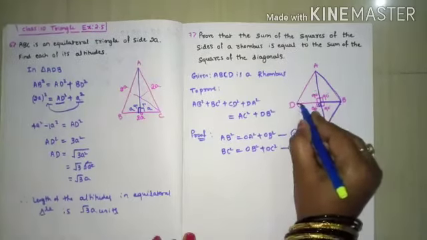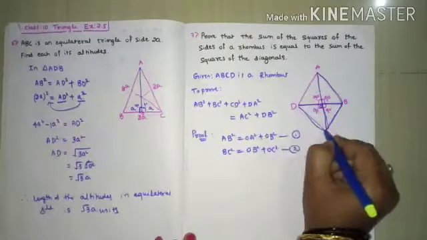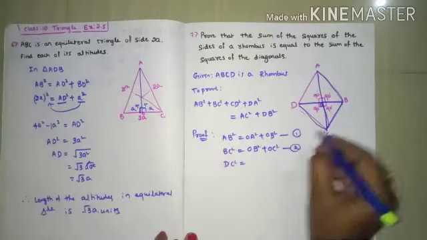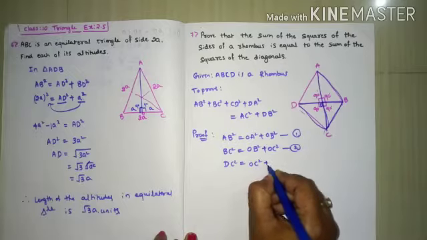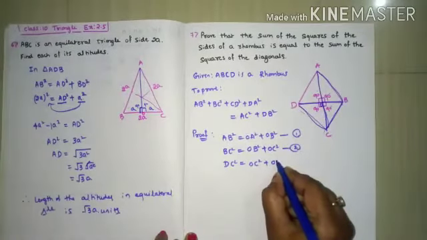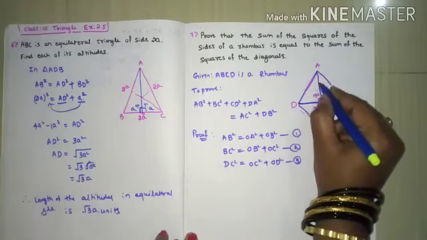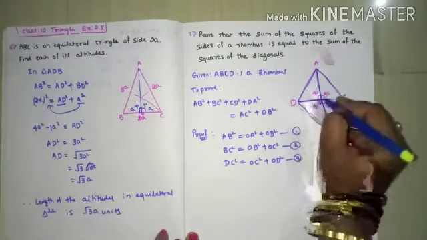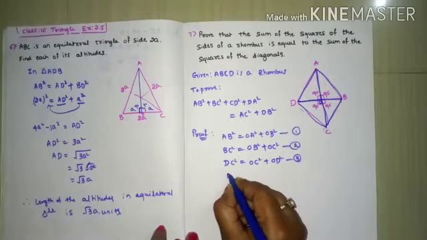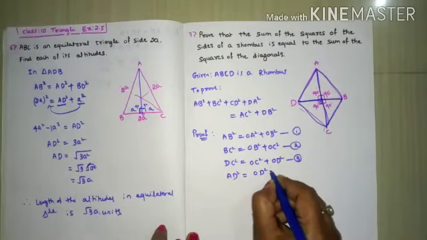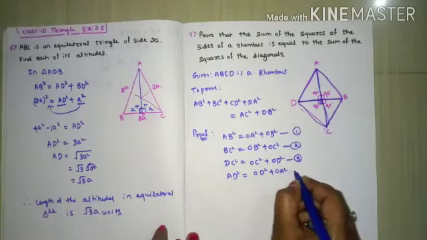Now I will apply it for this triangle. DC square is equal to OC square plus OD square. Equation 3. Now I will apply it for the last one, triangle AOD, which means AD square is equal to OD square plus OA square.